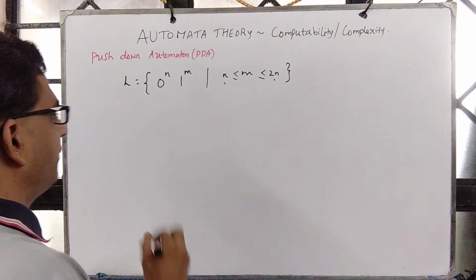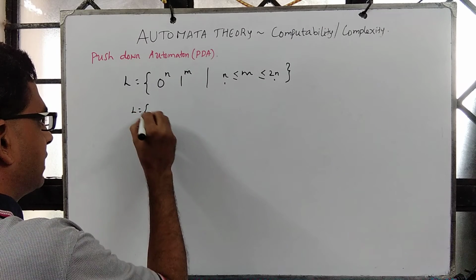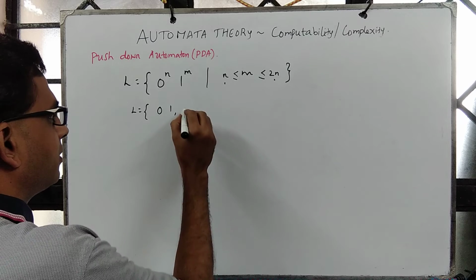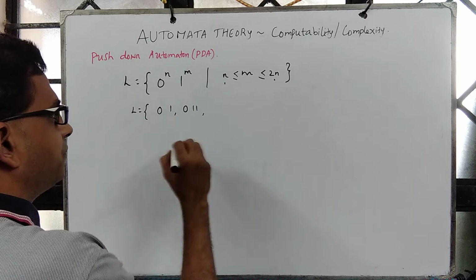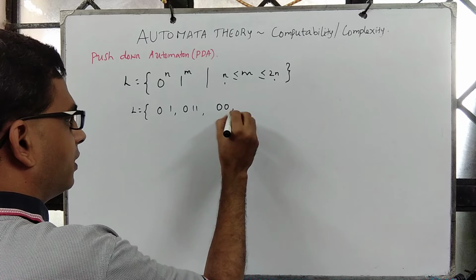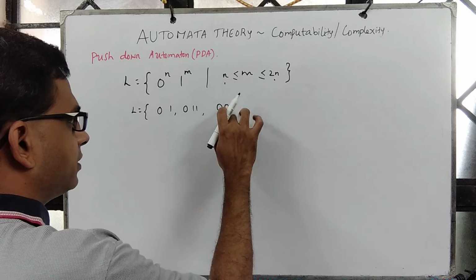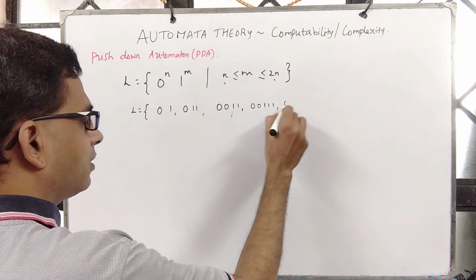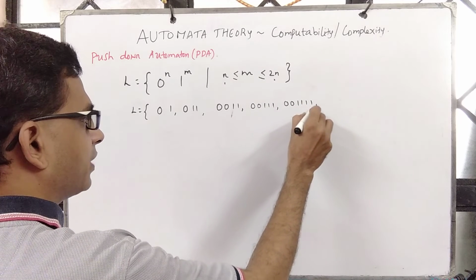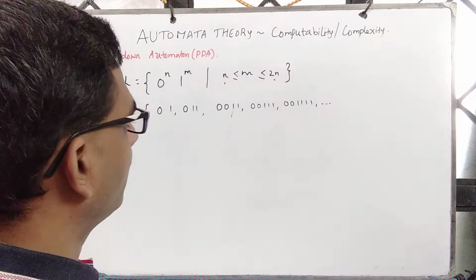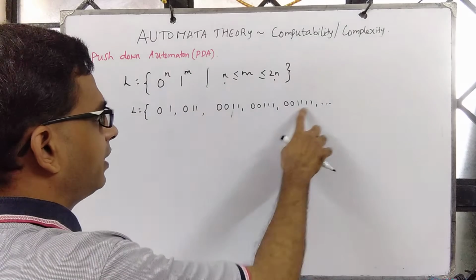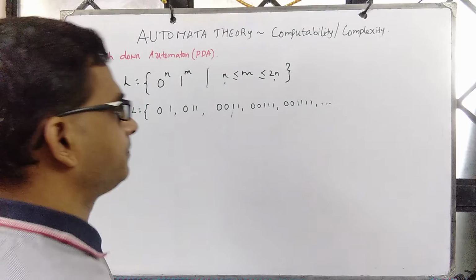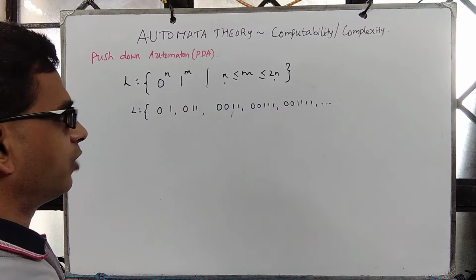Now it is in between, which means if you look at the sample strings, 0 1 is valid, 0 1 1 is valid. For 0 0, it is 0 0 1 1, 0 0 1 1 1, 0 0 4 ones. Correct? So the number of ones is between n and 2n. So this is valid. Now how do we model this?